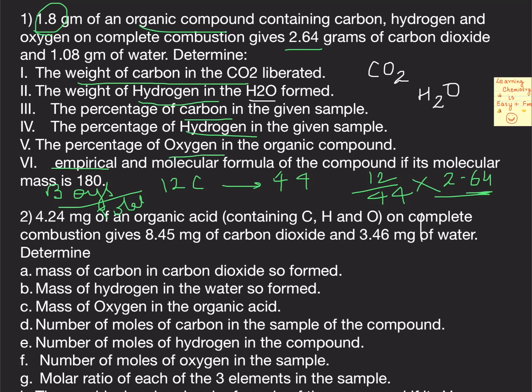So, you can calculate the percentage of carbon, you can calculate the percentage of hydrogen, percentage of oxygen. How will you determine that? Yes, 100 minus the percentage of carbon and hydrogen, because the question clearly states that the organic compound contains carbon, hydrogen and oxygen. Once you know the percentage of all three, applying the method that we have learned in the earlier video, we can easily determine the empirical and molecular formula of the compound. Easy. Go ahead and solve it then.